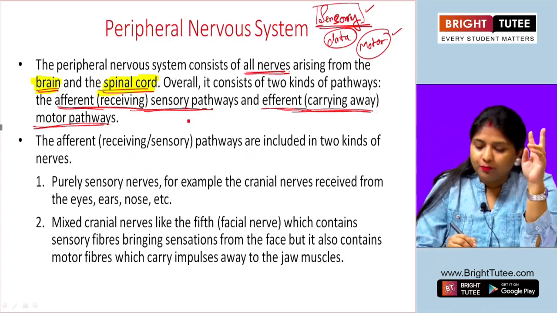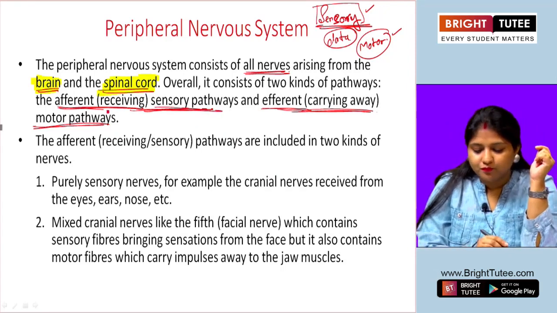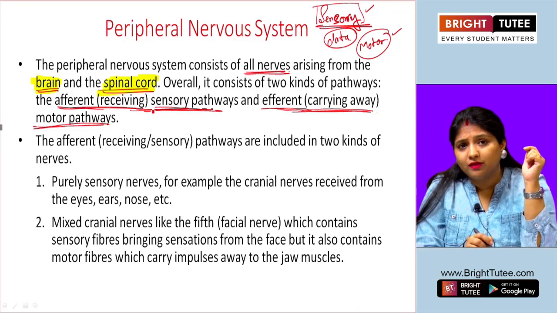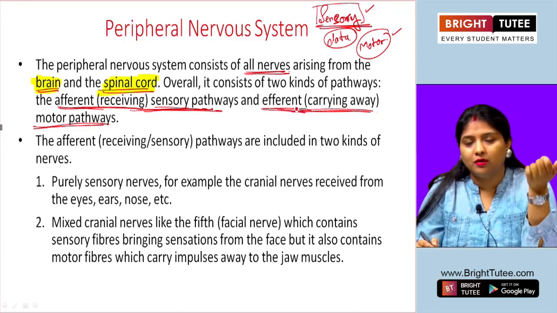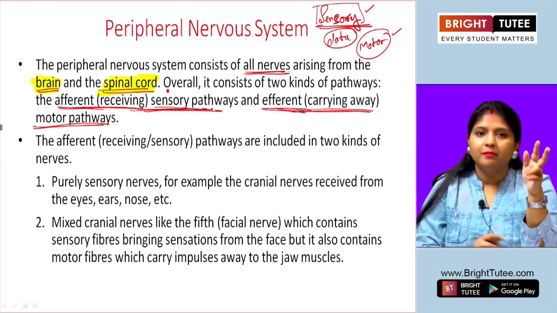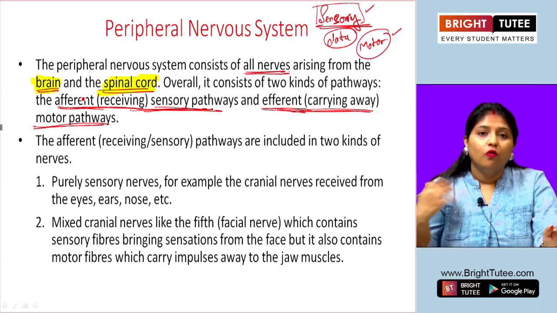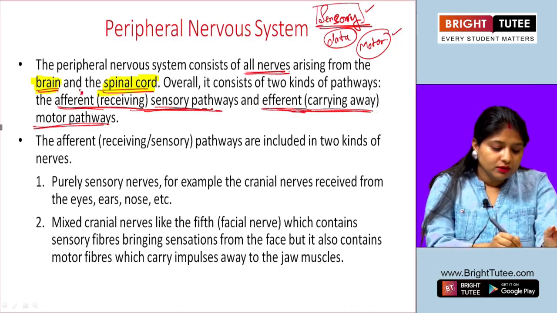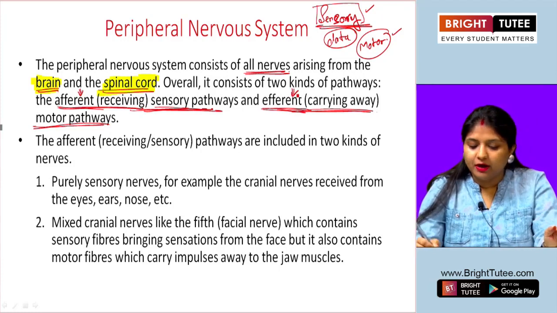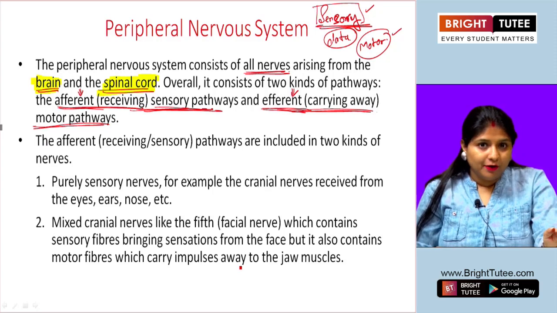So two important pathways. First is the receiving, the afferent sensory pathway, and the other is the efferent, that is the carrying away, that is the motor pathway. So always remember students, both of these terms are very important. It will come over and over again, it will be repeated during the session. Afferent and efferent pathways. Now first let's talk about the afferent pathway.